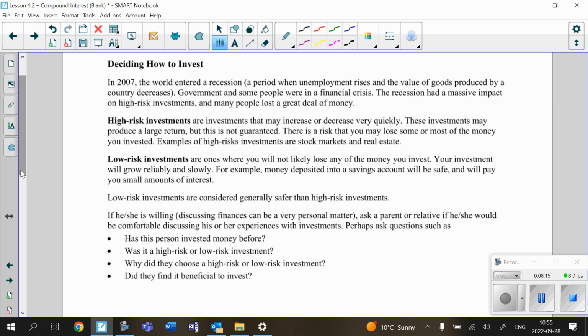Okay. And then just at the bottom here, if you're interested in having a conversation with a parent or an adult who has invested, these may be some questions you want to ask them. If they've invested before, did they invest in high risk or low risk? Was it beneficial? This is what financial advisors do. These are the jobs financial advisors do. They try and help you grow your money as best as possible.